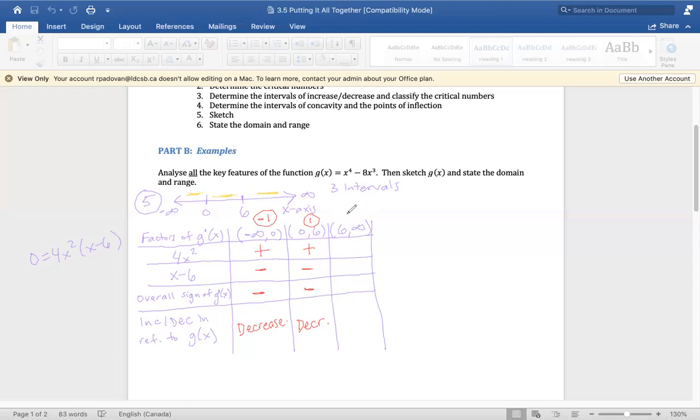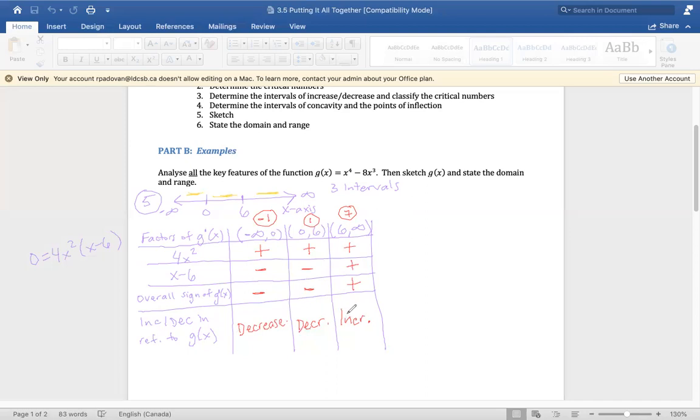And then I can't choose 6, so I could choose 7, 8, 9, 10 if you wanted. 7 squared would be 49 times 4. I just care that it's going to be positive. 7 take away 6, be careful, would be positive this time. So multiplying those together would be positive, and I would have an increase at x greater than 6 in the original function.